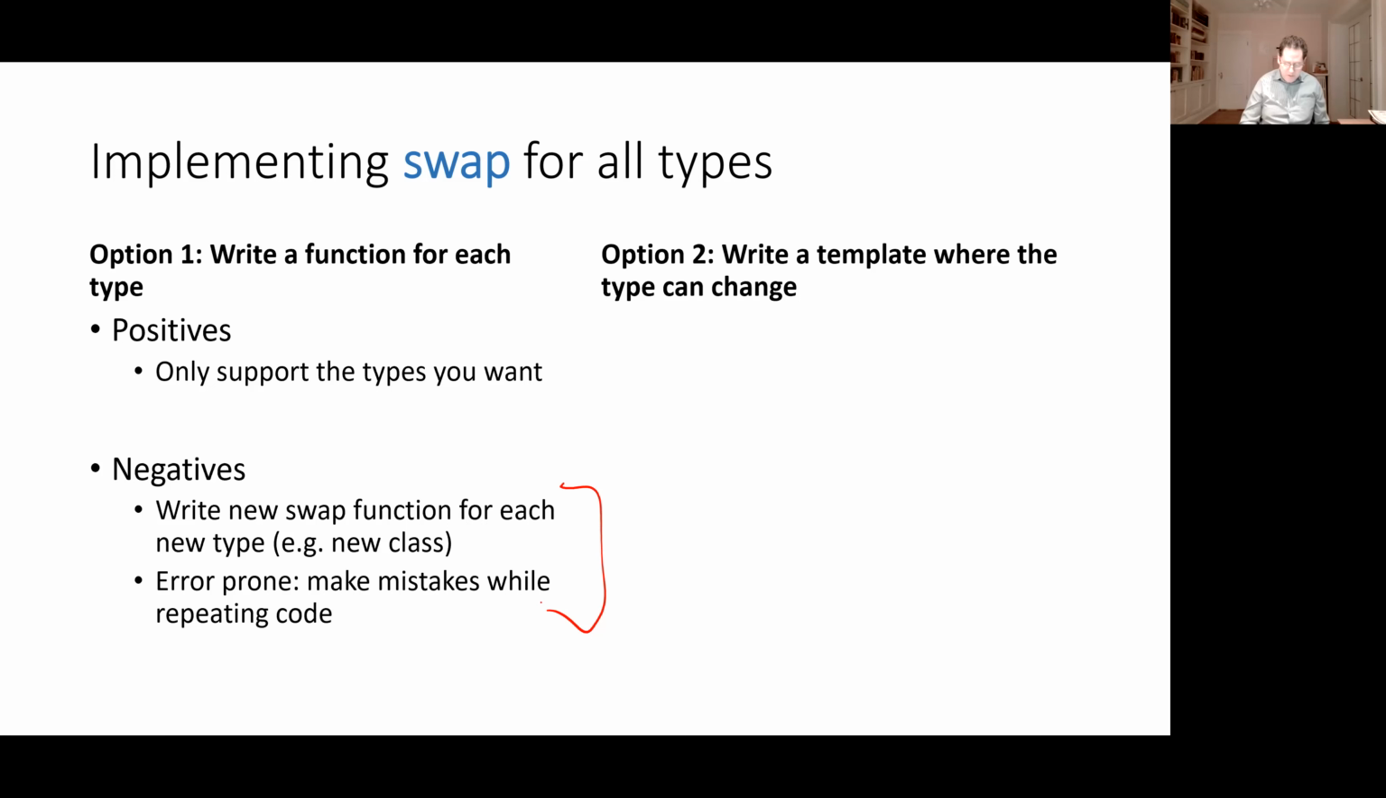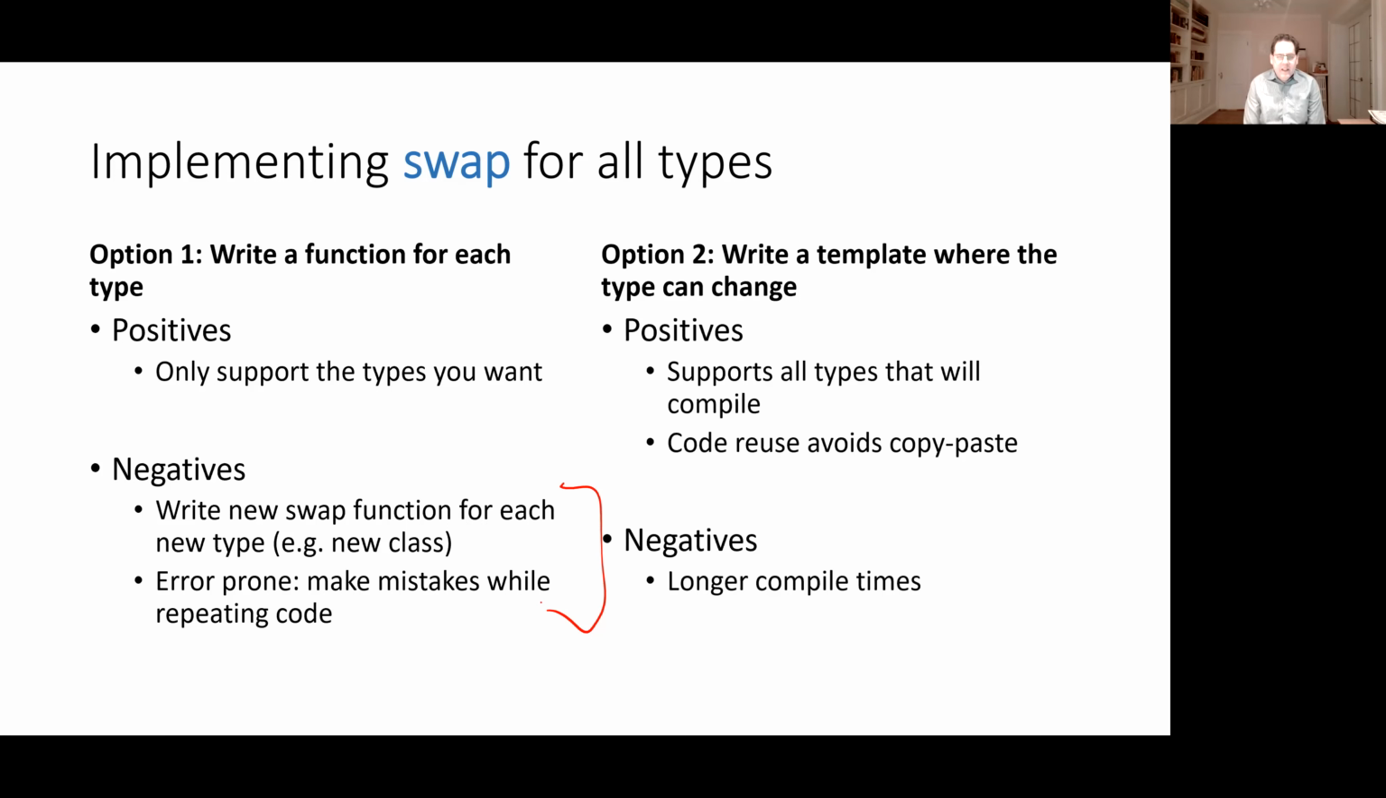So second option, what you're going to be able to do after this lecture is write a template where the type can change. And the advantages are we have to write less code, and it's going to be more general. It'll support all the types essentially that make sense. You'll see what I mean by that in another few slides. So it's going to support more types than we would probably get just by writing many swap functions, because we're going to get bored. And the template could actually do even types we haven't written yet.